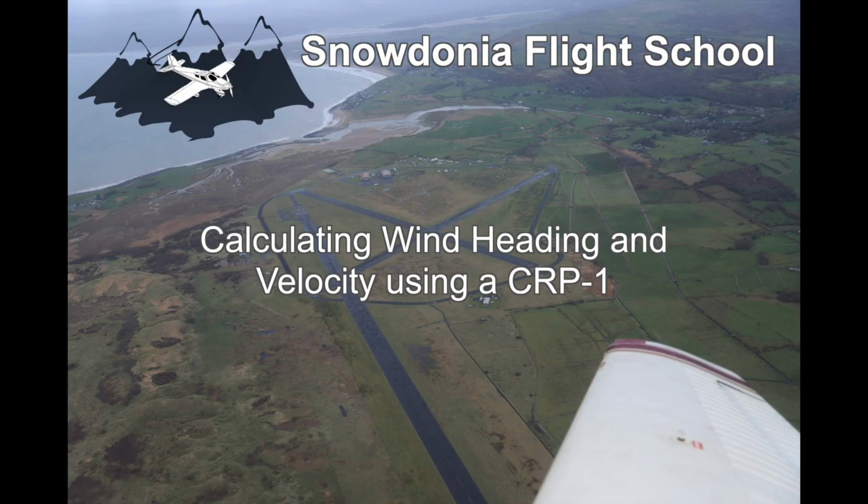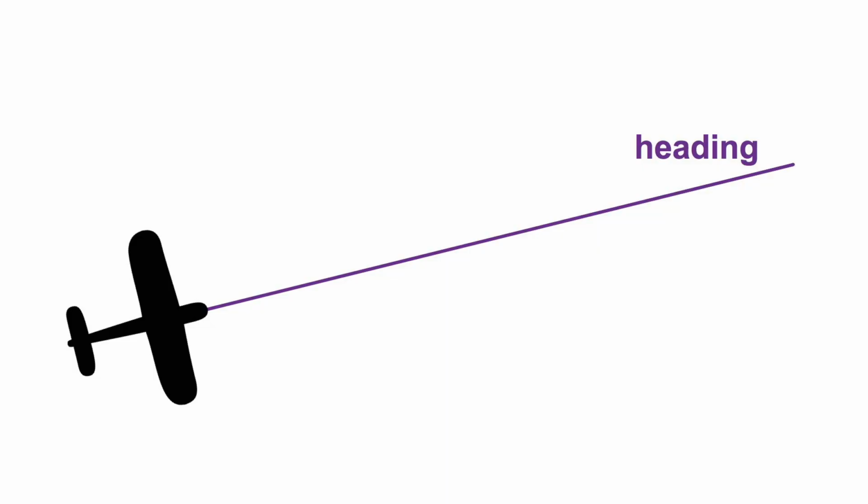Welcome to Snowdonia Flight School's video on calculating the wind, heading and velocity using a CRP1 flight computer. An aircraft flies along a heading. This is the direction the compass in the aircraft says it is travelling. However, the aircraft also has a track, which is the actual ground track that the aircraft is flying.